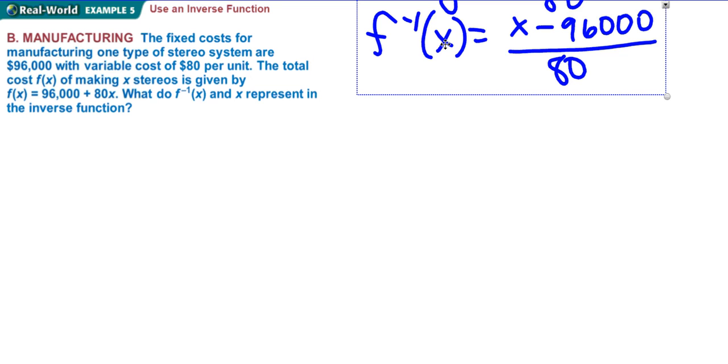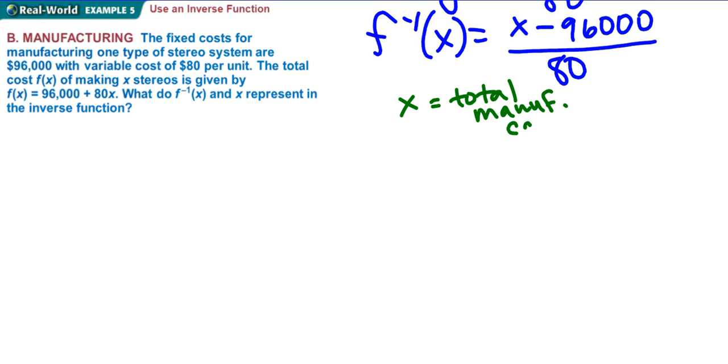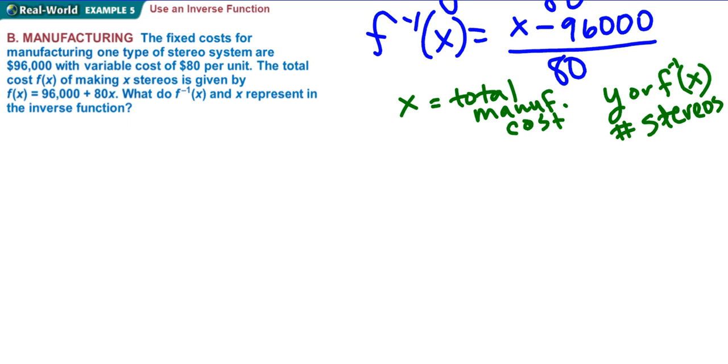So think about, what did we say x and y were before? Whatever they were before, we just interchanged them. X is now the total costs. Total is manufacturing, right? Manufacturing cost. And then y, or f inverse of x, is the number of stereos. So we've interchanged x and y, so we've interchanged the meaning of x and y as well as we go through that. So just be careful of that as we go.